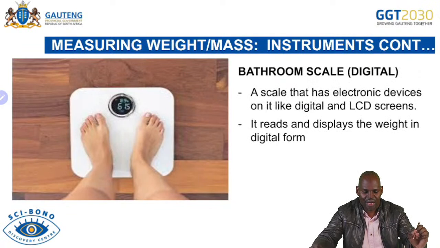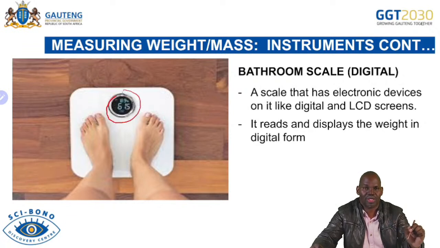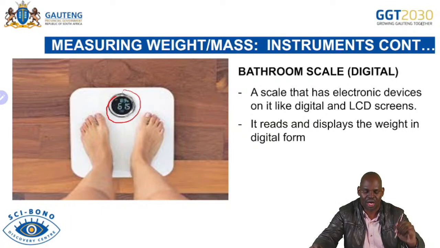So we've got the other type of bathroom scale, which is a digital bathroom scale. As you can see this one, you will see that it is a scale that has electronic devices on it, like digital or LCD screens. Okay, so in this case, the LCD screen reads and displays the weight in digital form. So that means we've got two types of bathroom scales. We've got the analog one, and we also have the digital.